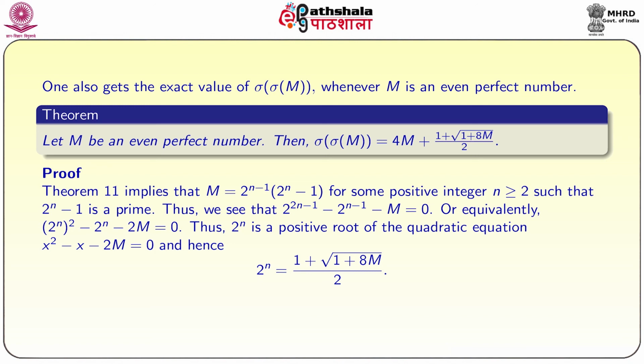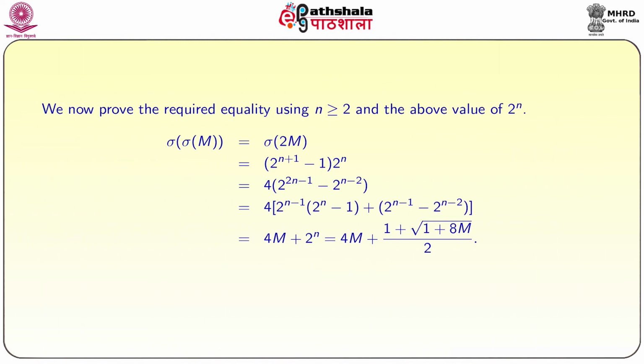or equivalently 2 power 2n minus 2 power n minus 2m is equal to 0. Thus, 2 power n is a root of the quadratic equation x square minus x minus 2m equal to 0. Hence, we get 2 power n is equal to 1 plus square root of 1 plus 8m by 2. So, we now prove the required equality using the fact that n is greater than or equal to 2 and the above value of 2 power n.